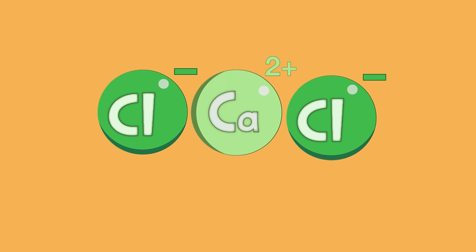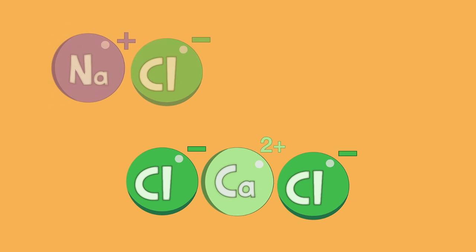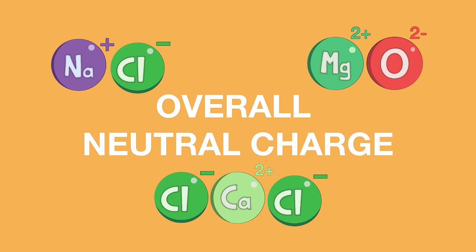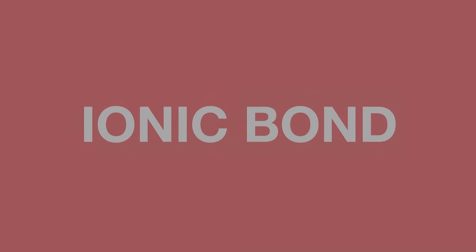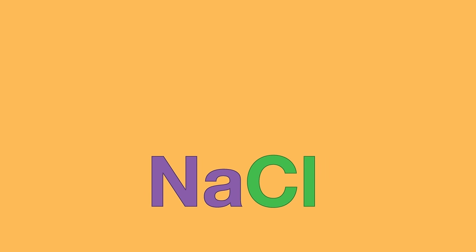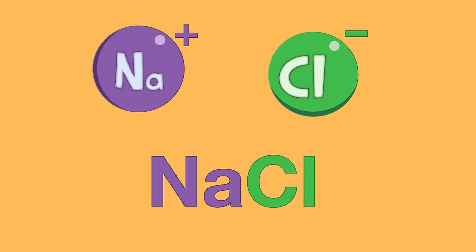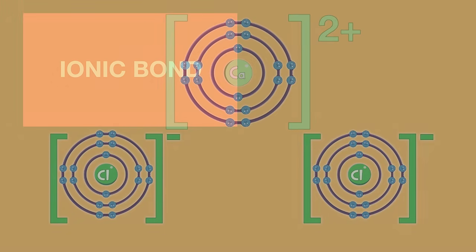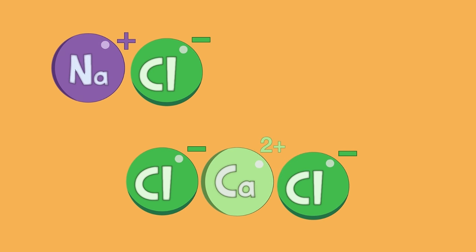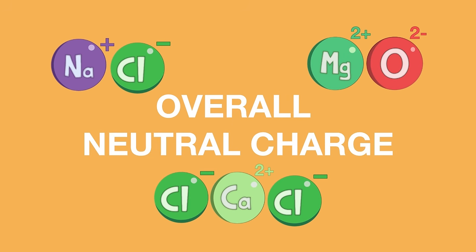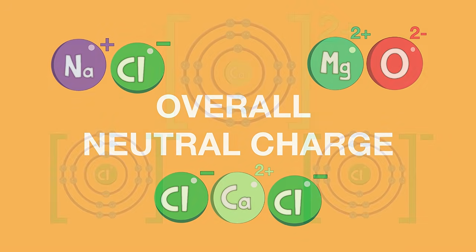In all three examples, the resulting ionic compounds have an overall neutral charge because all charges are fully balanced out. In summary, an ionic bond is defined as the electrostatic attraction between oppositely charged ions. When an ionic compound is formed, the charges must be balanced so that the resulting ionic compound has an overall neutral charge.